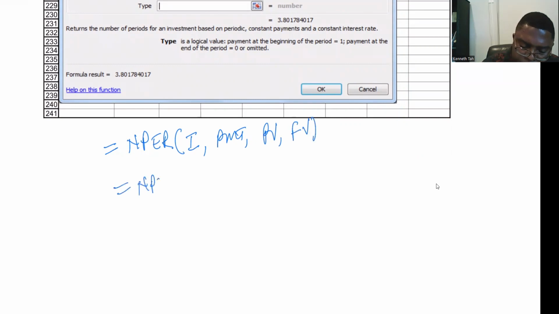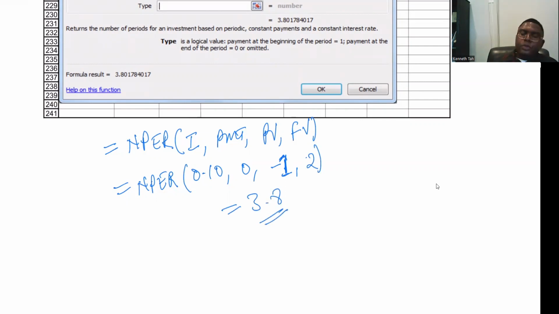So it is n, number of period. Interest rate is 0.10, payment is 0, present value will take a negative, money needs to go out so that money can come in, so -1, future value is going to be 2. Enter, that is going to give us 3.8. So that is using our Excel.